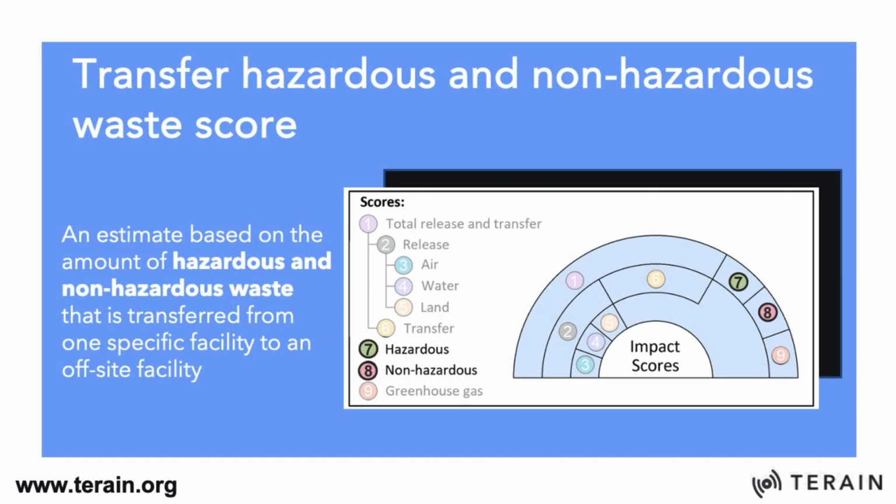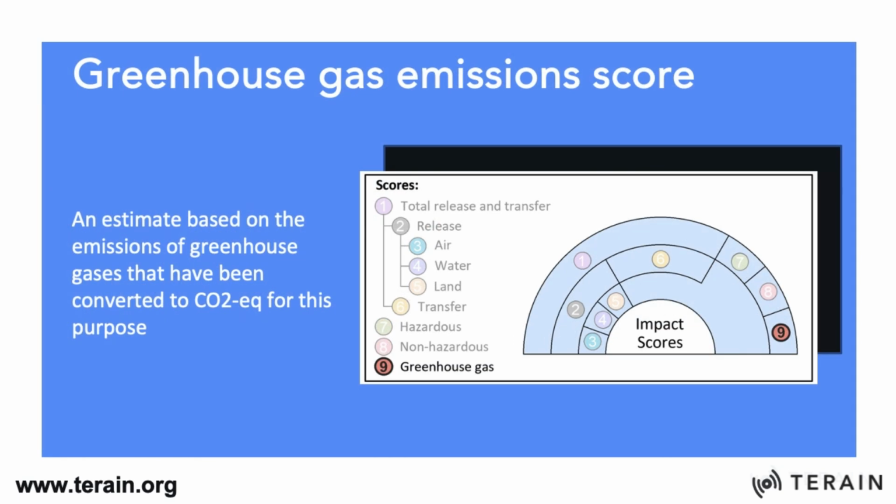Then we've got scores number 7 and 8, the transfer hazardous and non-hazardous waste score, respectively. These are an estimate based on the amount of hazardous and non-hazardous waste that is transferred from one specific facility to an off-site facility. And finally, we've got the greenhouse gas emissions score.